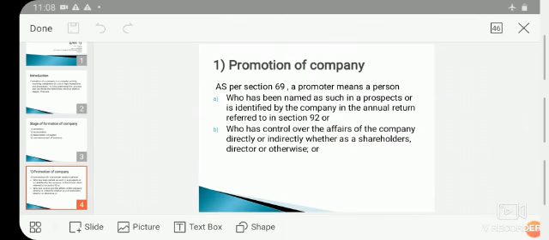Now, the first stage we are going to study is promotion. What is this promotion? As I already told you, the promotion stage is also called the preliminary stage. It is the initial stage of the formation of a company. This promotion stage is concerned with identification of business opportunity. It identifies the business opportunities and takes the initiative to form a company.